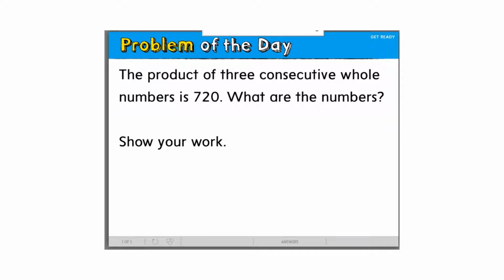Here is your problem of the day for your whiteboard. The product of 3 consecutive whole numbers is 720. What are the numbers, and show your work? Let's break this problem down really quick so we know what they're asking. I'll wait for all of the noise to stop.